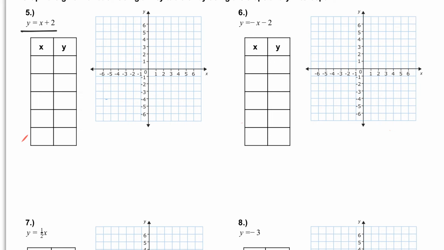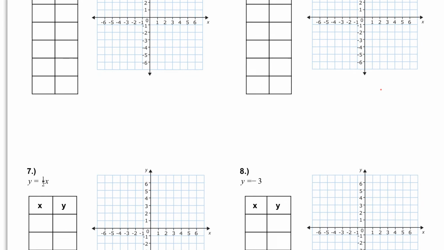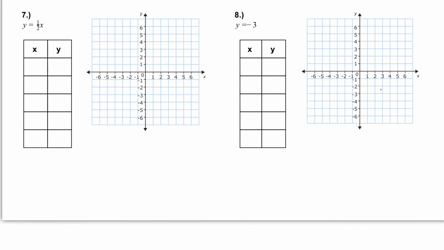All right, scrolling down to 7 and 8. For number 7, we are looking at the function y is equal to 1/2 x. So let's go ahead and pick some values for x to plug in here. This is one of the cases where I'm not going to plug in -2, -1, 0, 1, and 2, just because I want the numbers to come out nice and neat.